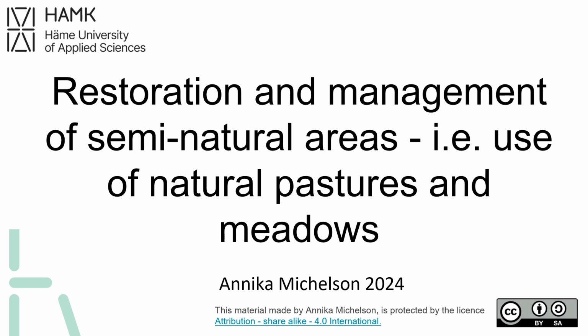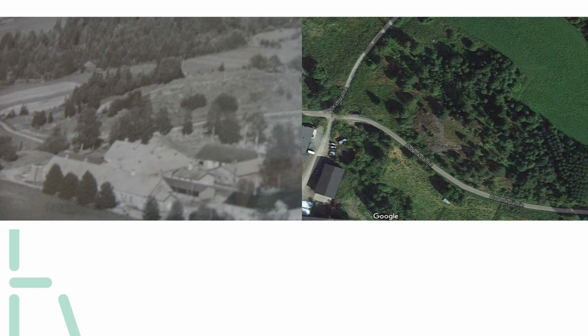Restoration and management of semi-natural areas, i.e. use of natural pastures and meadows. On the air photo to the left, you can see the small hill behind Mustiala old cow stable. Most of the hill is bare with no forest growing there. On the northern side of the hill, you can see some forest or young birches growing.